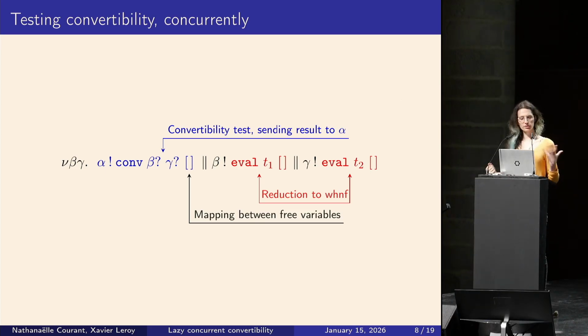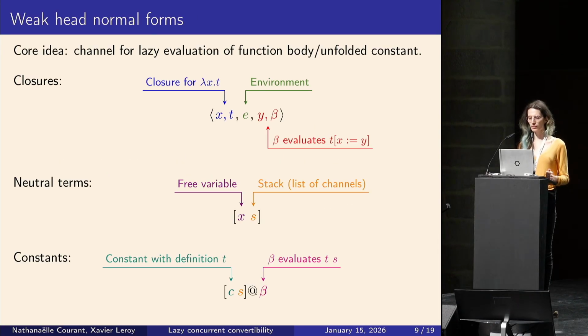And with these notations, we can write a convertibility test between two terms, T1 and T2, as a convertibility process, conv, which asks for two weak head normal forms, which it will receive on channels beta and gamma, and two processes, eval, which reduce the values to weak head normal form and send these results. We also have a mapping between the free variables of both terms, as usual, to deal with binders.